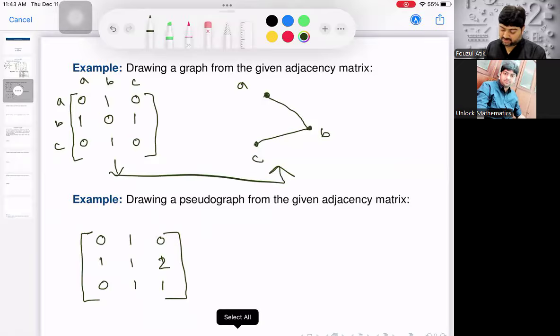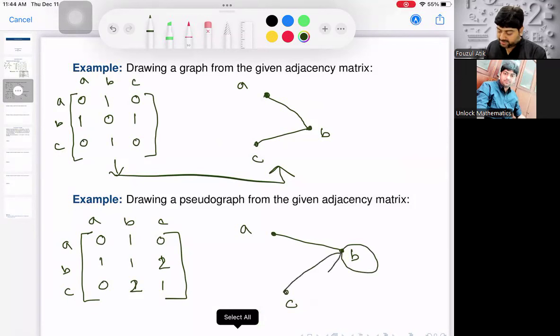Then I have to draw a pseudograph from there. This is also 2. Now A, B, C. And how to draw the graph? There will be 3 vertices, A, B, and C. Then A to B, there is an edge. A to C, no edge. B to A is already there. B to B, there should be a loop, because B to B it is 1, and B to C it is 2. So there will be 2 edges from B to C. Then C to B already done, and C to C there is an edge. So this is how this pseudograph will look like from this given adjacency matrix.